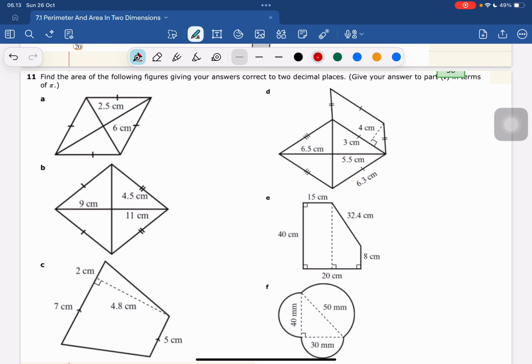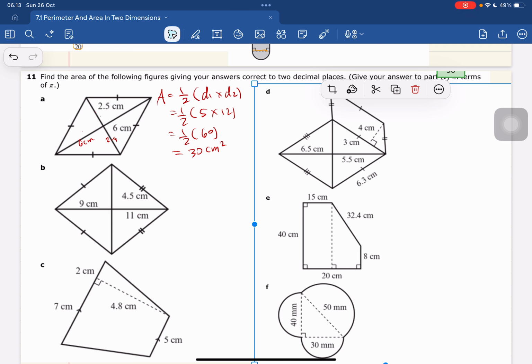If this is 6 centimeter, so this will be 6 centimeter, and this 2.5. So the area of kite is a half of first diagonal times second diagonal. So first diagonal we got 2.5 plus 2.5, which is 5. And then we got here 6 plus 6 is 12. So 1 over 2 of 60, which is 30 centimeter square.